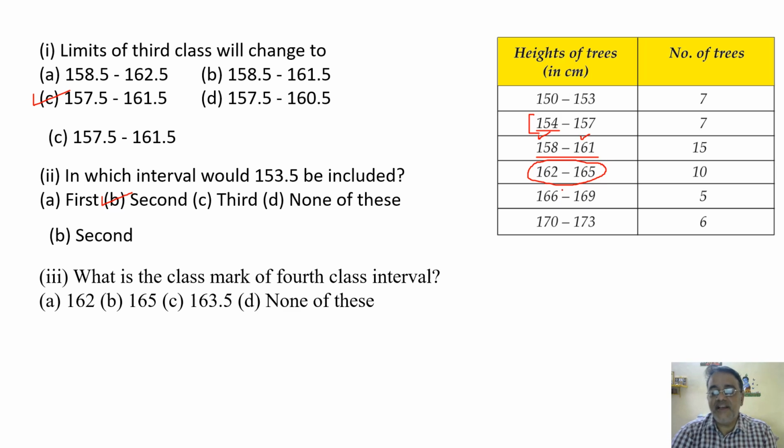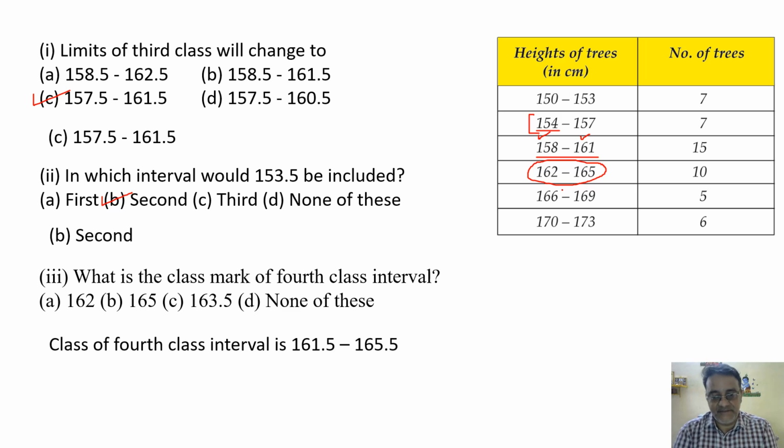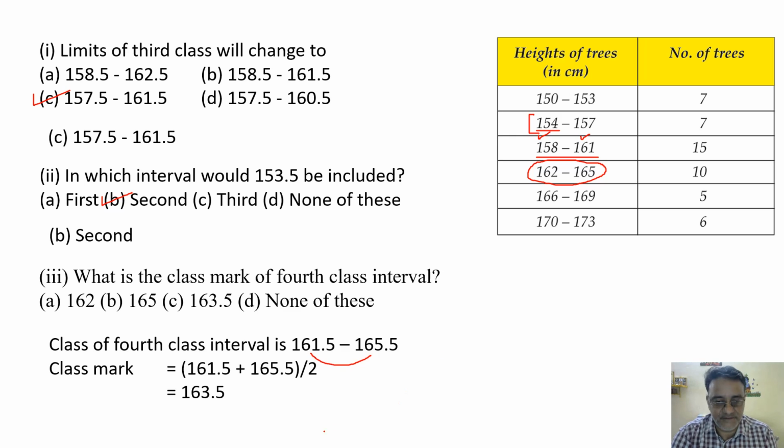Okay, और ये जब हम लोग इसको कंटिन्यूस करेंगे तो ये हो जाएगा 161.5 to 165.5. So add these two and divide by 2. So if we add, we are getting 327 by 2. So 327 by 2 we are getting 163.5 and the correct option is option C.